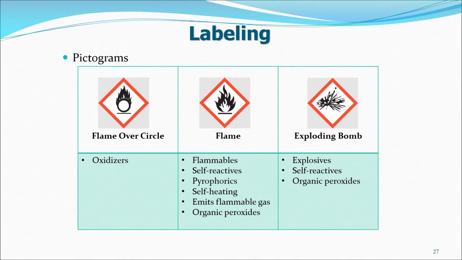The label's pictograms are possibly the most visible aspect of the labeling system. There are 9 pictograms used. Here we see 3 of 9, and the hazards that they represent. Flame over circle is used for oxidizers. Flame is used for flammables, self-reactives, pyrophorics, self-heating chemicals, chemicals that emit flammable gas, or organic peroxides. And the exploding bomb is used for explosives, self-reactives, or organic peroxides.